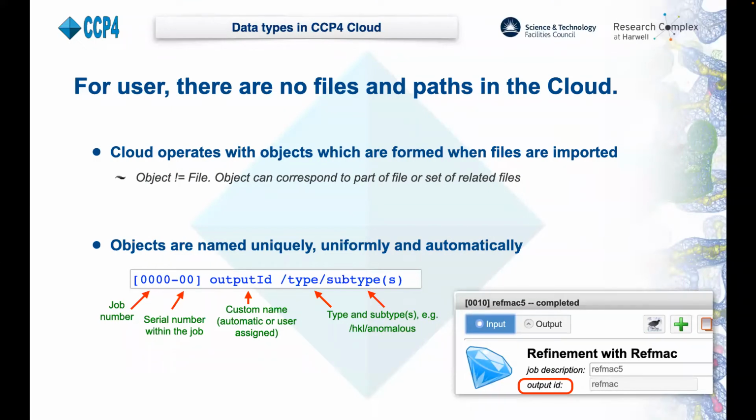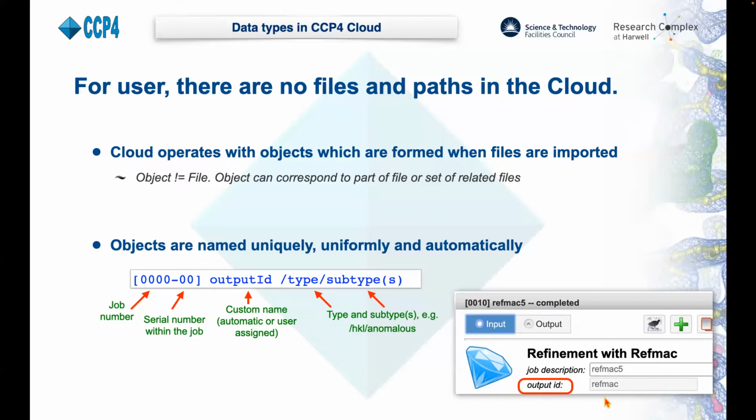A structure solution project may generate thousands of files, literally, and this results in notoriously cumbersome data logistics. Everybody who worked with CCP4 or maybe other systems knows this. CCP4 Cloud tries to optimize this by replacing files with data objects, which are named uniformly and automatically as shown here. The only bit a user can actually control is output ID, the default value for which can be overridden in task interfaces.